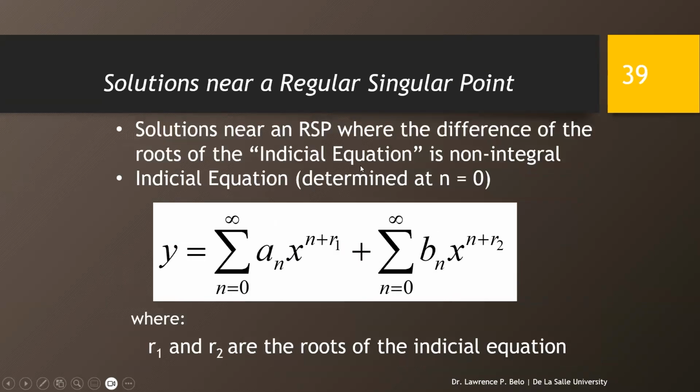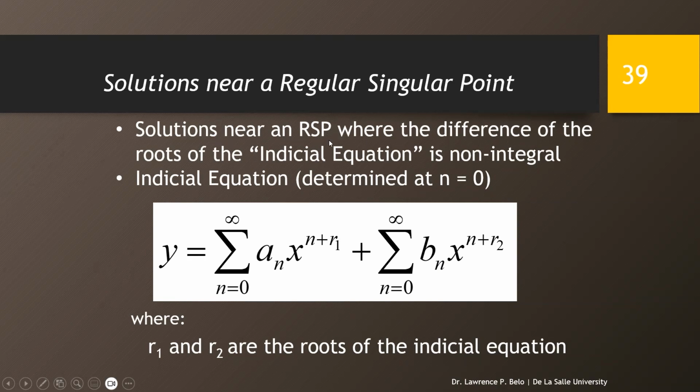So how do we solve regular singular points? Basically, similar to how we solve the ordinary point. The only difference is that instead of just n, it becomes n plus r1, n plus r2. And then there are actually two coefficients, a sub n and b sub n. I'll teach you later on why.